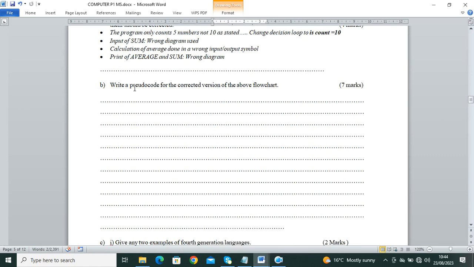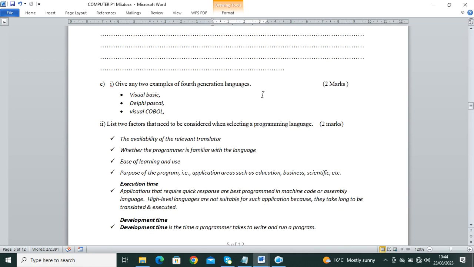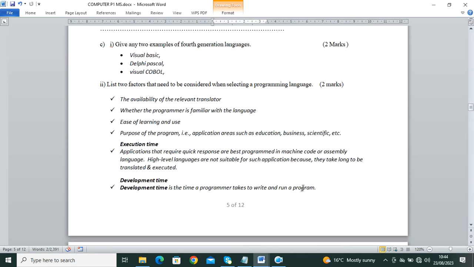Then write a pseudocode for the corrected version. That one you do as your assignment. Then we have part C. Give any 2 examples of 4th generation languages. This is Form 3, the topic, elementary programming principles. So give any 2 examples of 4th generation languages.